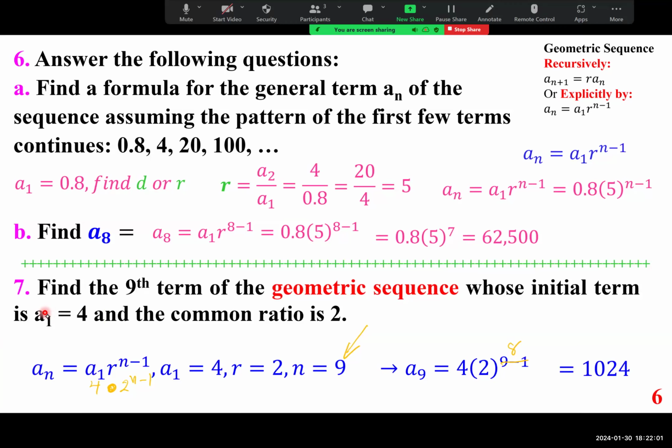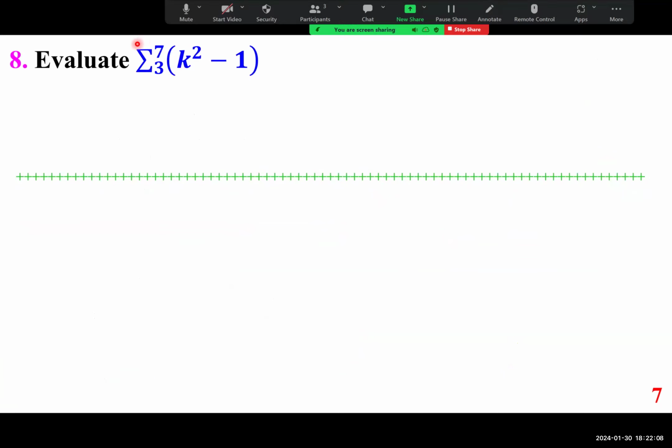We want to evaluate this summation: the summation of k squared minus 1 from 3 to 7. Well, what this means is start from the lower limit, which is 3. So 3 squared minus 1, and end up with the upper limit, 7.